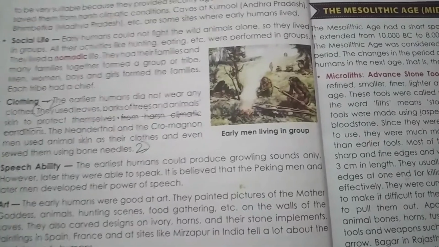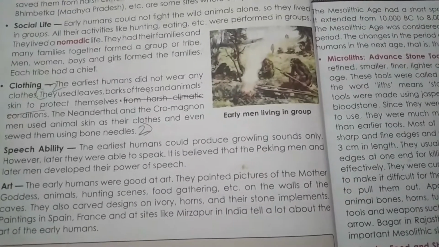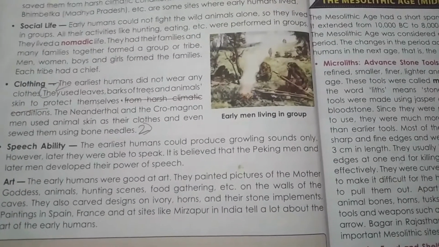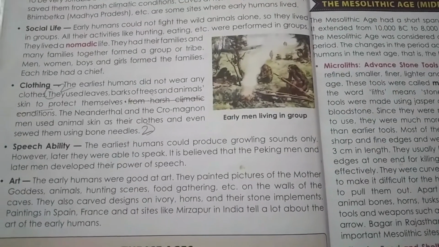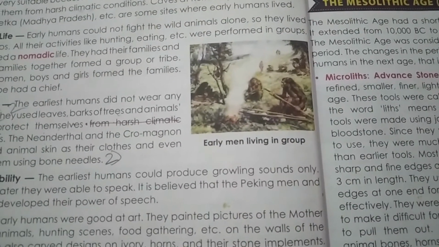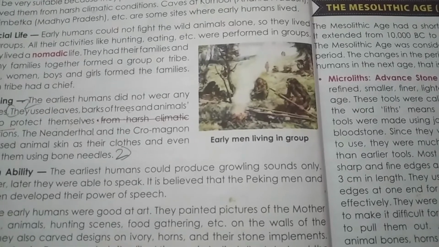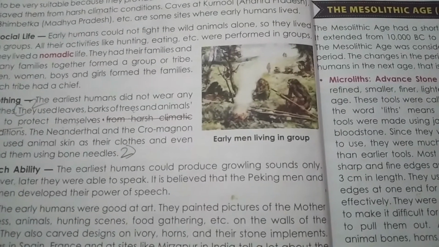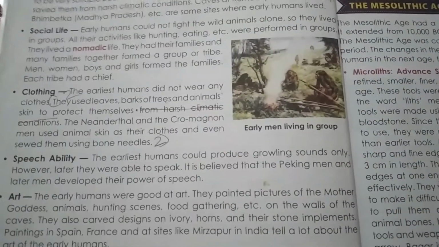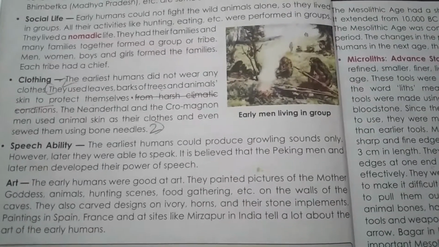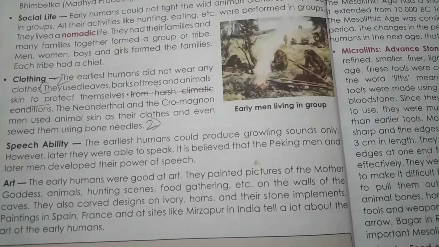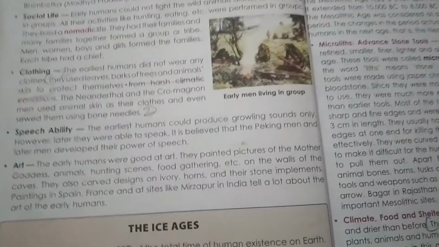Okay, so what is their social life? Social life means they lived together as a group of people because they were afraid of wild animals. Okay, they could not fight wild animals alone, so they lived as a group of people, and every group had a leader. Okay, and every family lived in a different group. Okay, they lived a nomadic life. Nomadic means moving from one place to another place. Simply to find the food, they used to travel through the river banks. So wherever they got food, they just stayed there. So likewise, they just moved here and there.